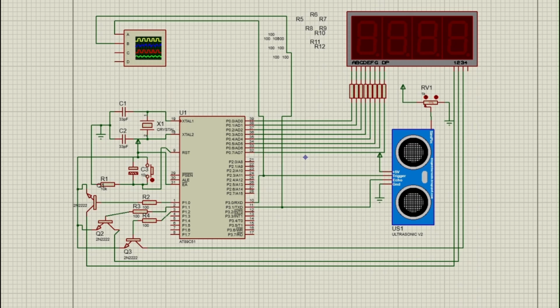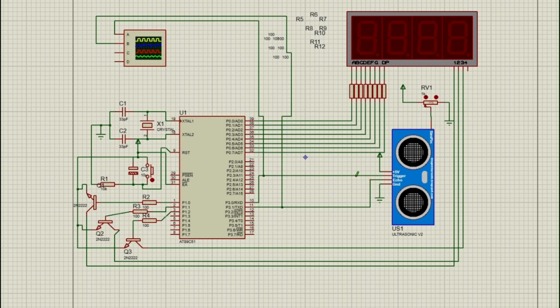Hello everyone, myself Pranati and my teammate is Ranjana. We are making the project on microcontroller. Our project name is Object Detection using Ultrasonic Sensor. We are using some basic components like AT89C51 microcontroller, ultrasonic sensor, 7-segment LED display and oscilloscope. For simulation purpose, the output of the circuit is seen in Proteus simulation.